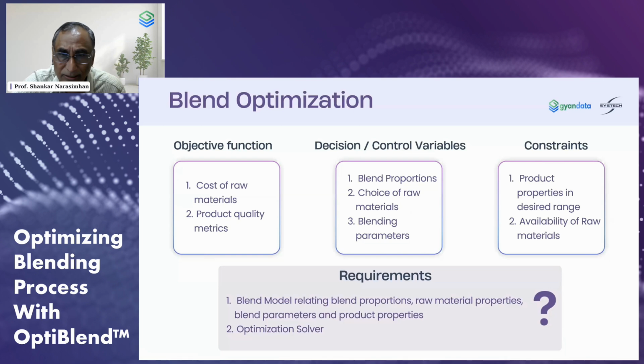In order to solve this problem, you basically have two requirements, what we call a blend model that tells you how the output properties change with respect to the proportions that you use as well as the raw material characteristics.